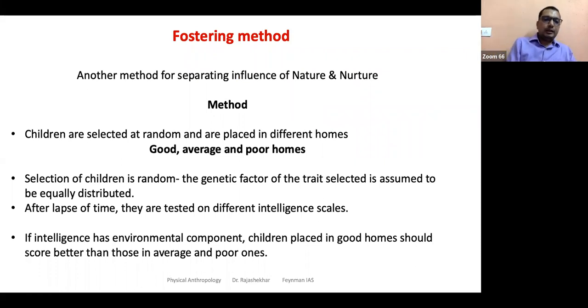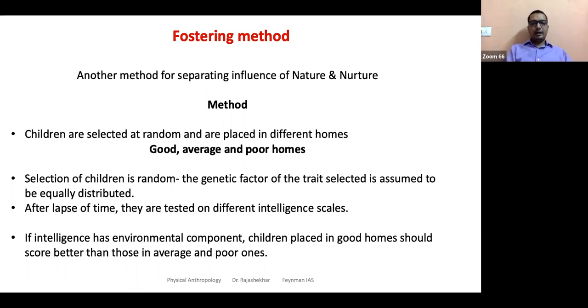So what happens in this method, children are selected at random and are placed in different homes. Let's say you want to identify a specific role of environment. You can pick up children and put them in at least three conditions: good homes, average homes, poor homes. You want to see how environment can influence their behavior, their intelligence. Like that, you categorize them into different homes, irrespective of what genes they have. You don't have to have monozygotic or dizygotic twins here. You may have children placed into good homes, average homes, poor homes.